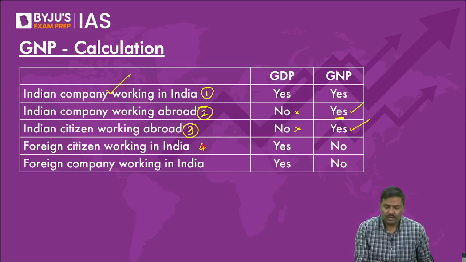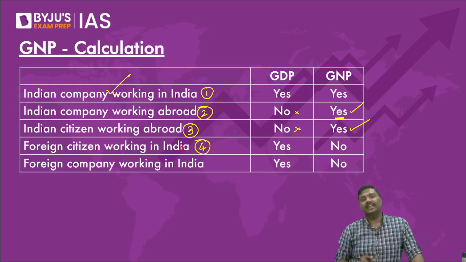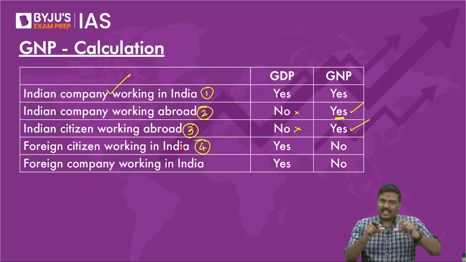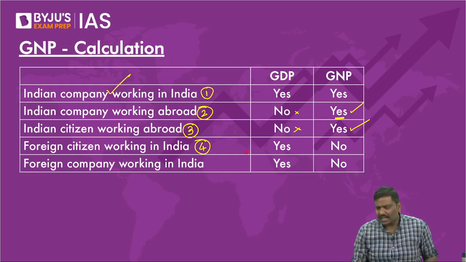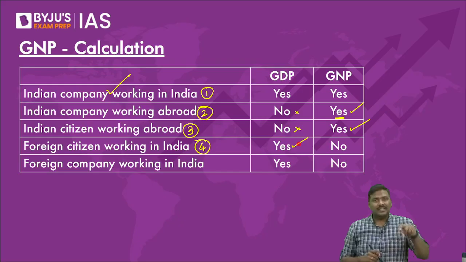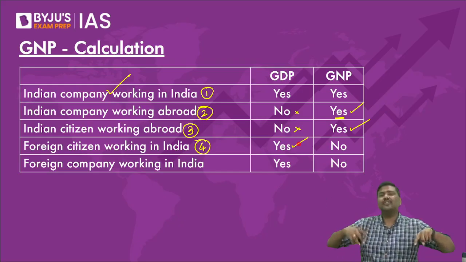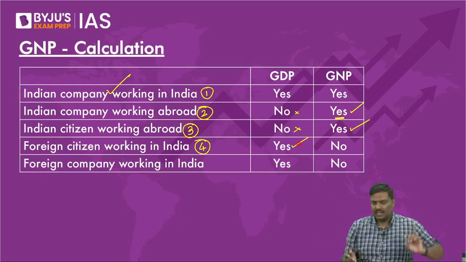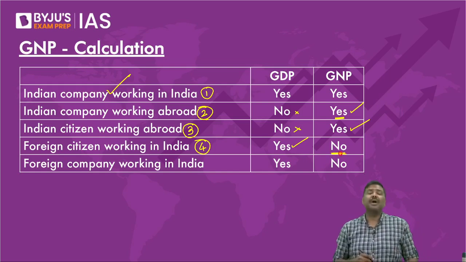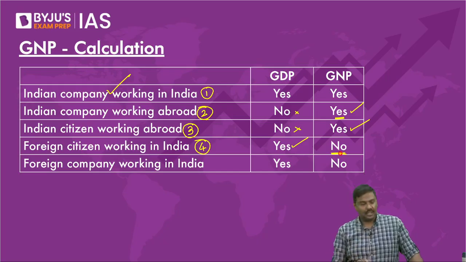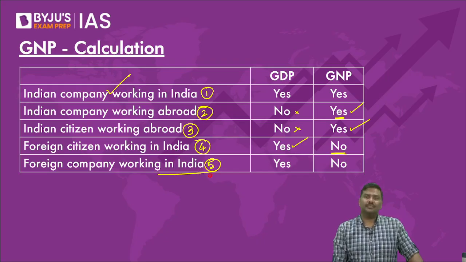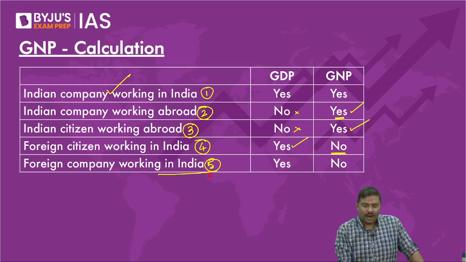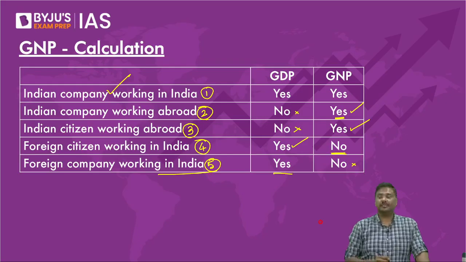Point number four, a foreign citizen who is working in India. Because the salary is earned in India, it is one of the factor incomes, I'll count it as part of GDP. But this is a foreign citizen who is there in India for, let's say, 5 or 6 months, so I will not count it as a part of India's GNP. And the fifth one, a foreign company which is working in India has generated profit. It is counted as a part of GDP of India, but not part of India's GNP.